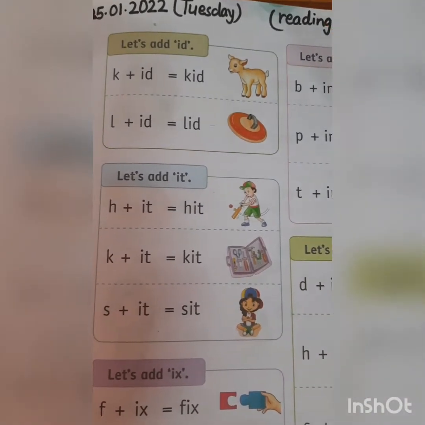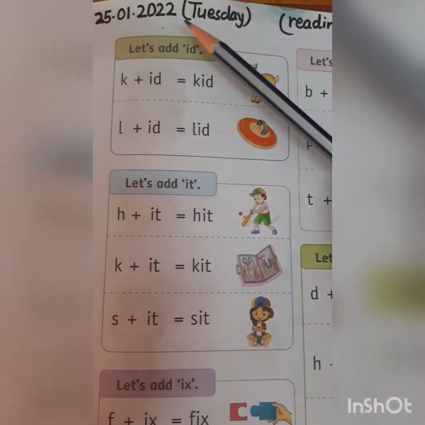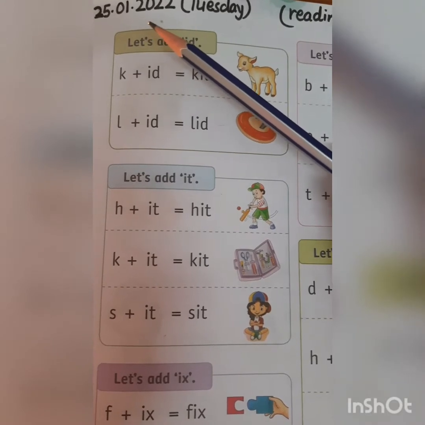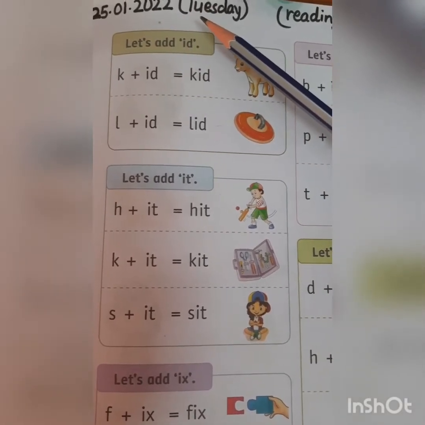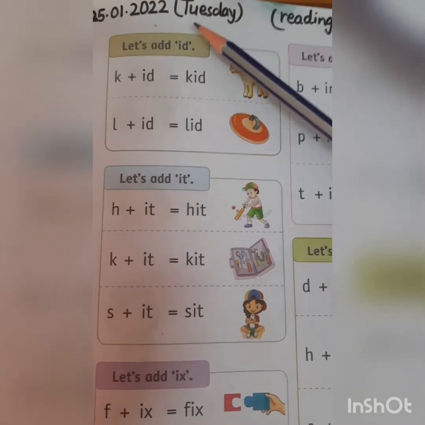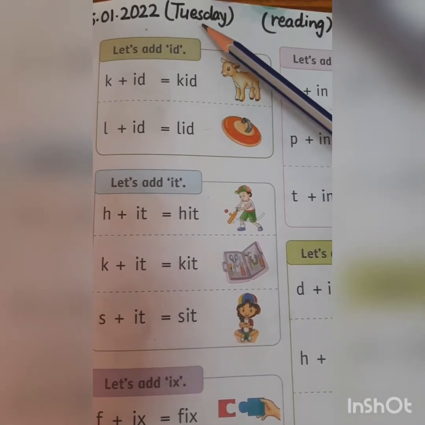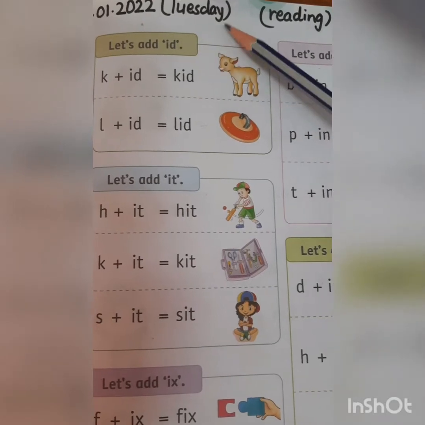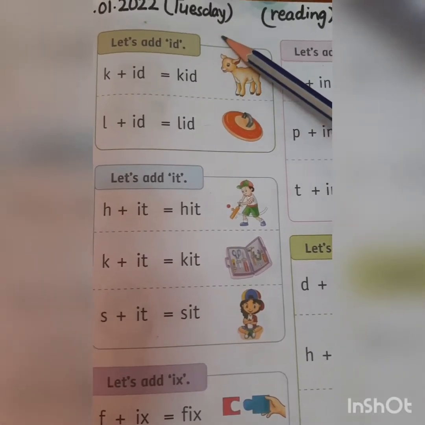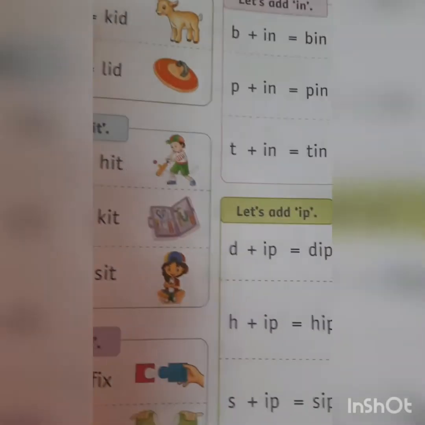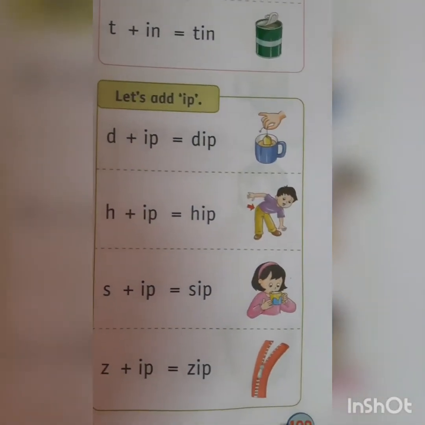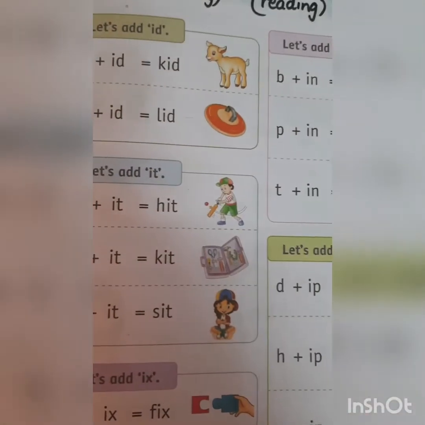So, children, today is Tuesday and the date is 25th of January 2022. What is the spelling of Tuesday, children? It is Tuesday. Now, children, in reading today, we are going to read our page number 109. So, take out your page number 109.